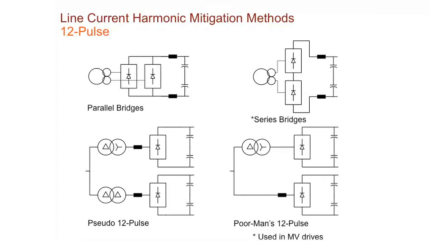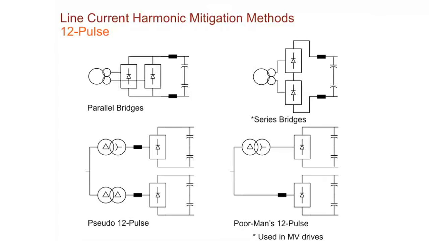You can see different layouts. There's a parallel bridge design. There's a series bridge design. We call this a poor man's 12 pulse. We'll look at that. Basically, that is where you're just using 2 VFDs and making a poor man's 12 pulse.